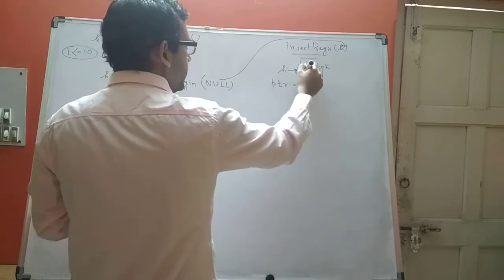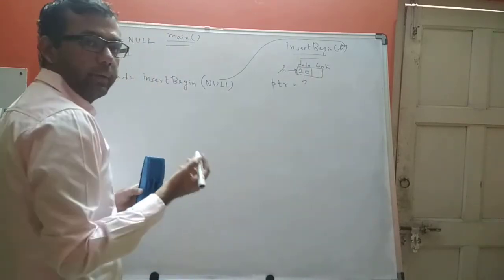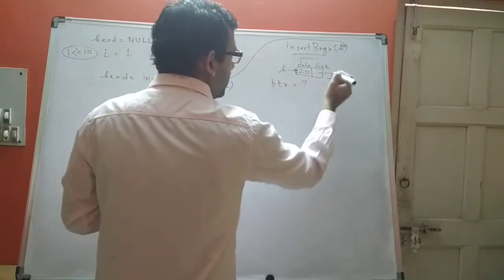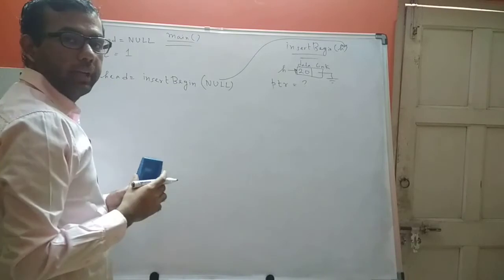So let's say the user enters 20. So h arrow data gets 20. Now I say h arrow link equal to null. So this part will become null. See, this is the only node in my linked list so far.